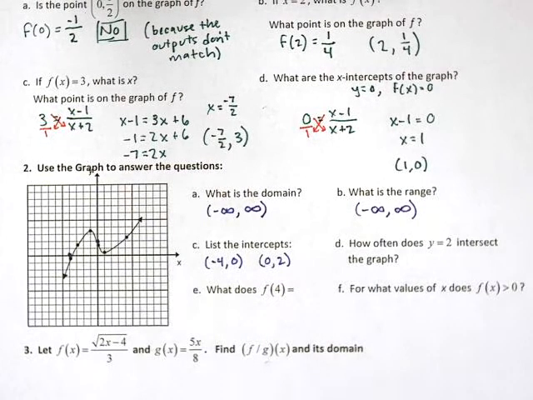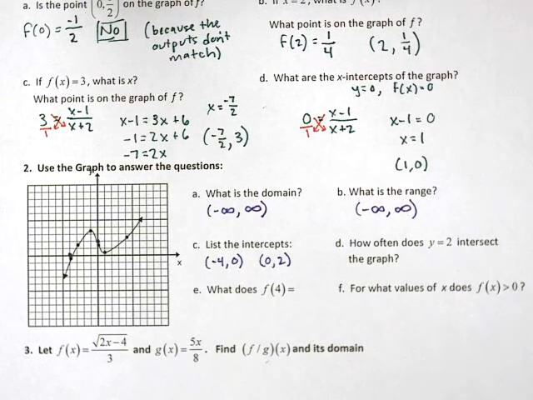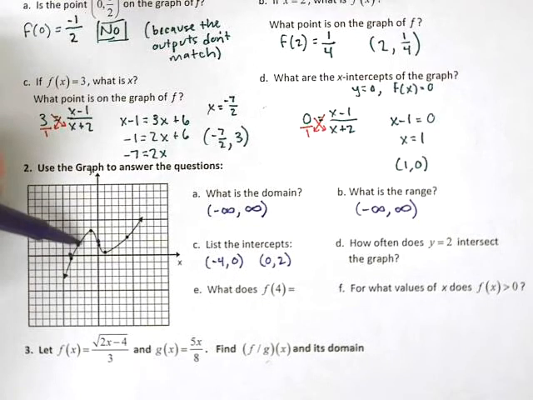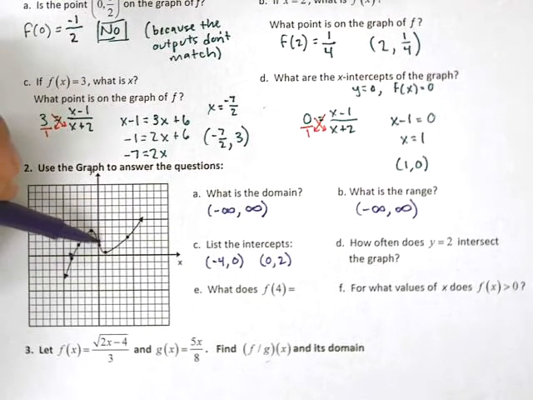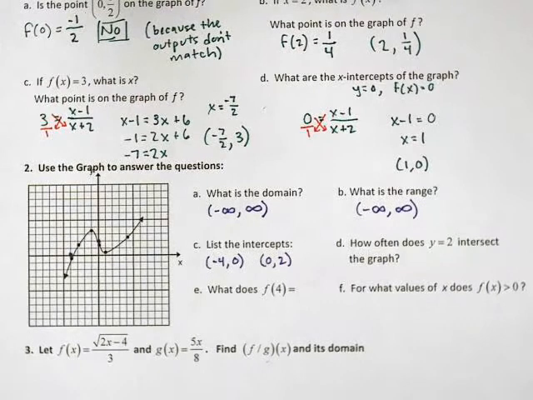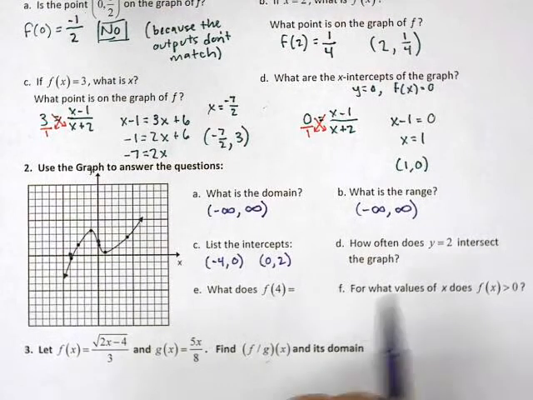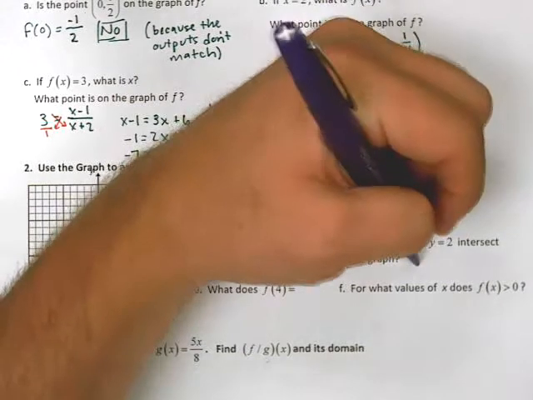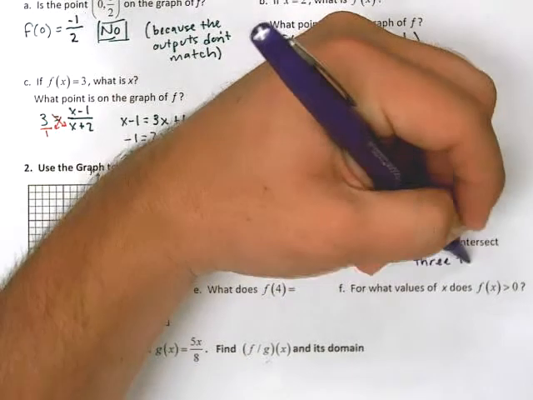How often does y equals 2 intersect the graph? Well, there's a couple ways to do it. You can either draw in y equals 2, which is a horizontal line, or you can just kind of go through and see, okay, well, here I have a y value of 2, here I have a y value of 2, here I have a y value of 2. Either way, it's not even asking for the actual values that lead to y equals 2. They just want to know how many times it happens. So, 3 times.